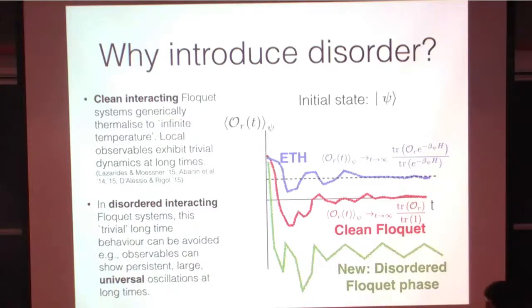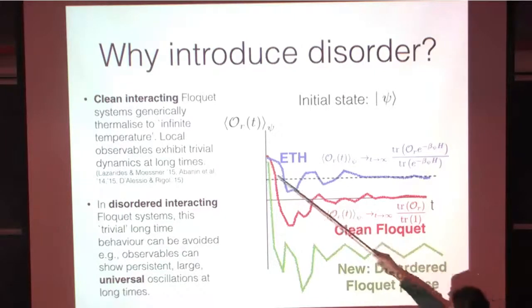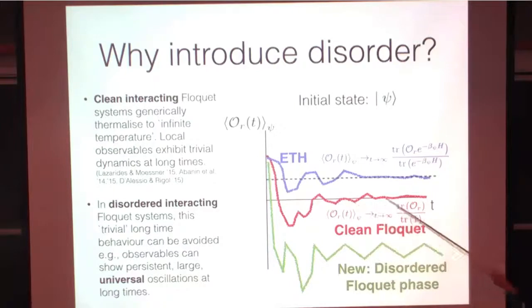So let me flesh that out a little bit more. So this red curve, this is very complicated computer graphics. This red curve is what I mean by thermalized to infinite temperature. At long times, this local observable just goes to its trace average. So why do I call this heating to infinite temperature?